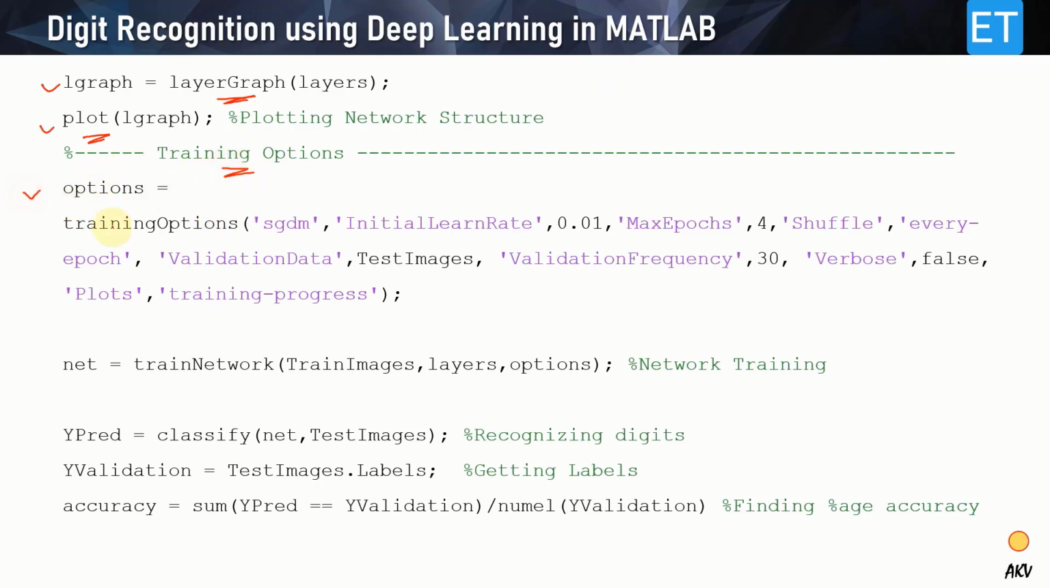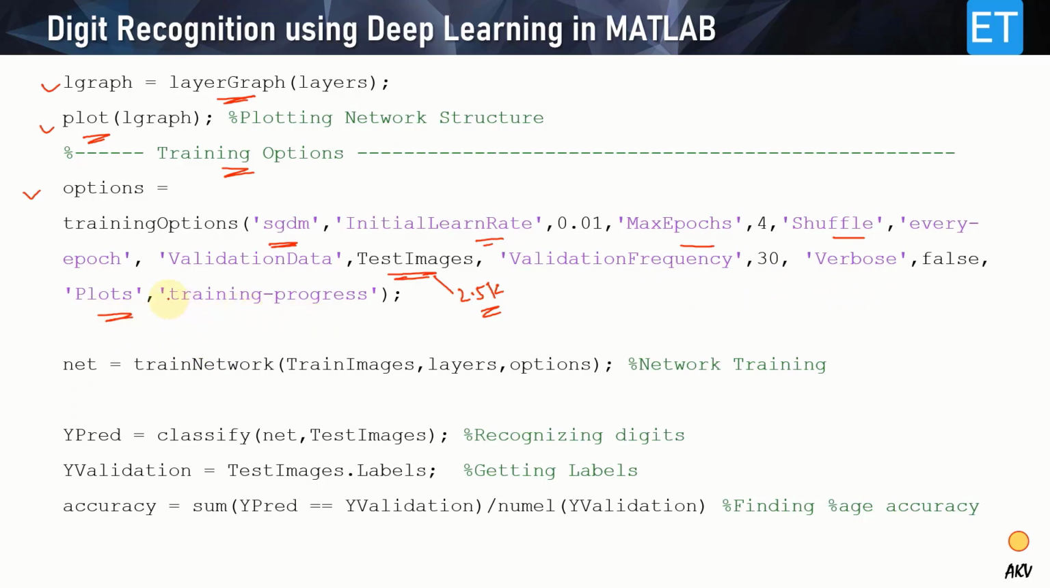And these are now the training options. You can see we have defined the SGDM solver, and then we have defined the initial learning rate, that is 0.01, maximum epochs 4, and then we shuffle the data at every epoch. For the validation data, you have to give the name of the MATLAB variable which includes all those 2500 test images. And then validation frequency 30, verbose false.